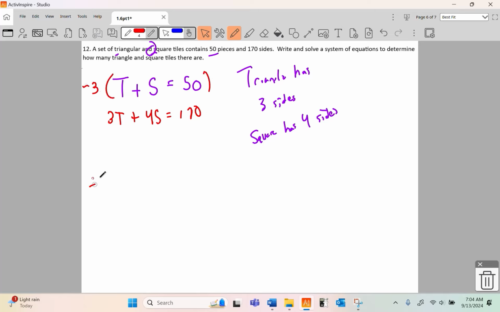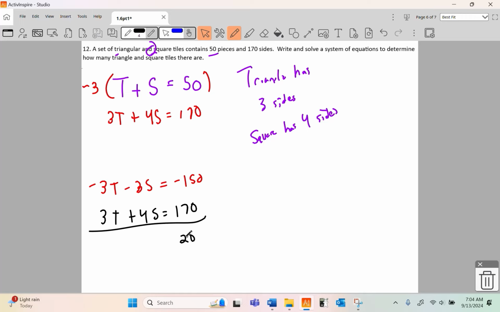He's going to multiply the top by a -3. And I'm just going to leave the bottom alone because I have additive inverses. -150 and 170 is 20. -3t plus 3t is gone, and the t's are gone. So I have 20 squares.